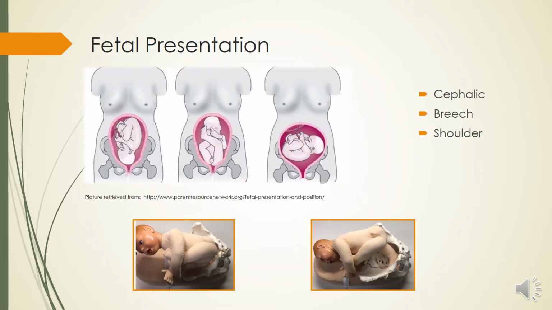Our next term to review is fetal presentation. Fetal presentation is the part of the fetus that is entering the pelvis and is usually cephalic, as we see here in the first picture, breech, which is shown in the second picture, and shoulder or transverse, which is depicted in the third picture. Remember, when we're talking about breech, it can be a frank breech as pictured in the bottom left or a footling breech as pictured on the bottom right.